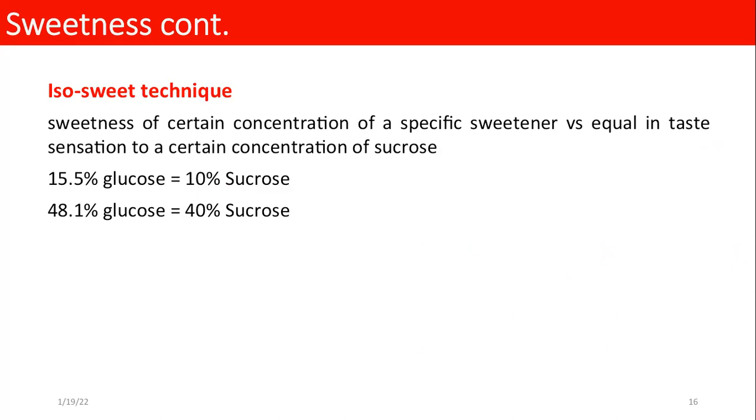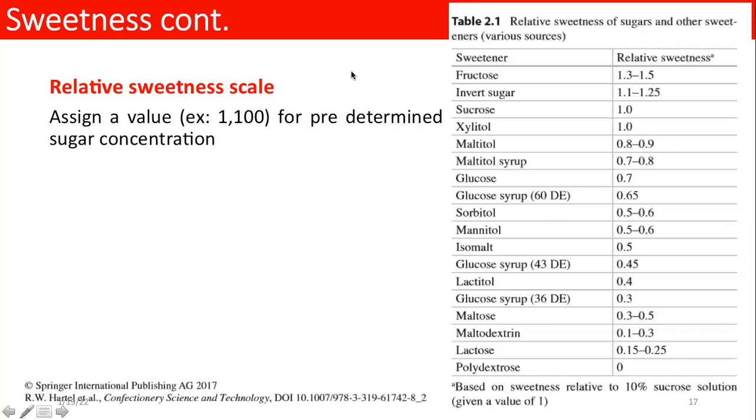In the isosweet technique, a certain concentration of a specific sweetener is matched in taste sensation to a certain concentration of sucrose. We use the sucrose concentration as the benchmark and then compare the other sweeteners. As an example, 15.5% glucose is equal to 10% sucrose. This is entirely based on the isosweet technique. And a relative sweetness scale is also there. There are several mechanisms, practices, and methods. We have discussed two methods, and this is the third one, the relative sweetness scale, RSS.